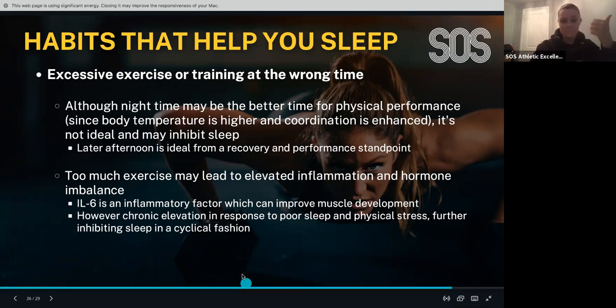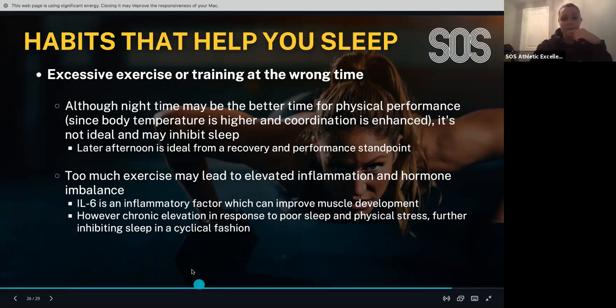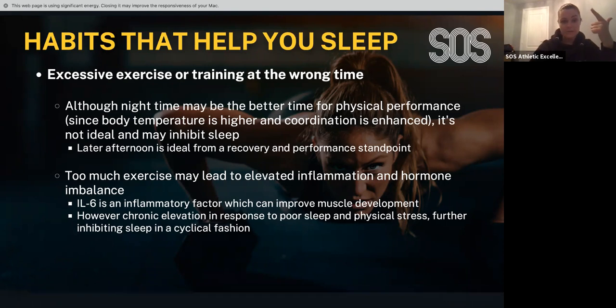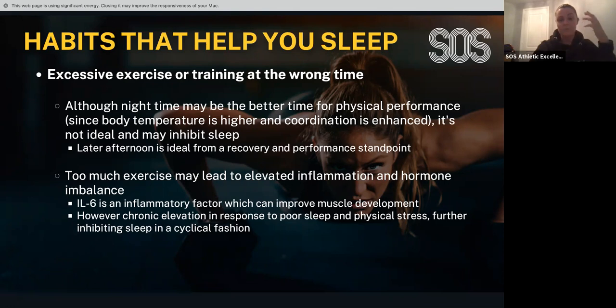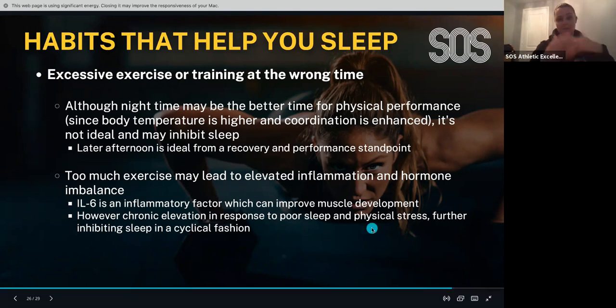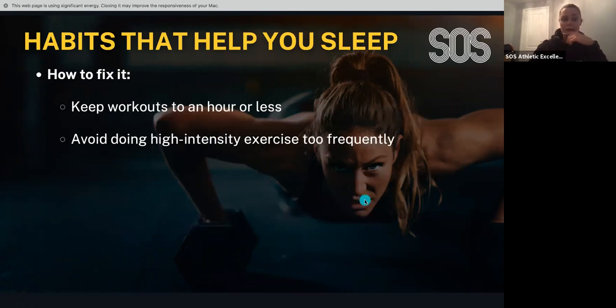So inflammation. IL-6 apparently helps improve muscle development, but too much of that actually causes poor sleep and further physical stress. And again, that just inhibits sleep in this cyclical fashion that we've been seeing so far when we've talked about all this stuff. It's all a bit of a knock-on effect with everything. So again, with the training, it's just trying to find that minimal effective dose that's going to get you from point A to point B in terms of your goal.